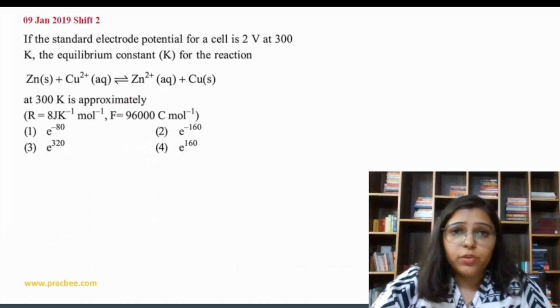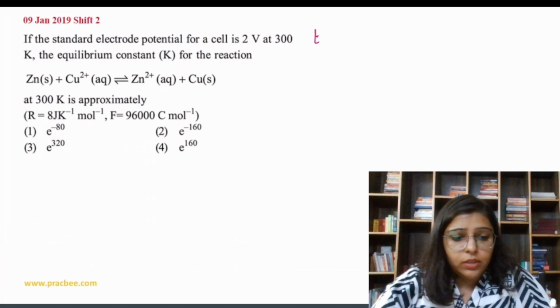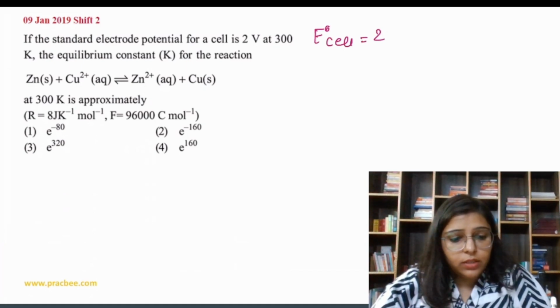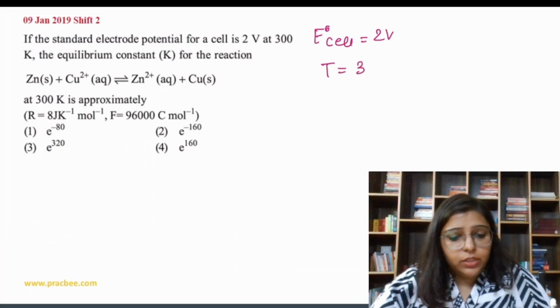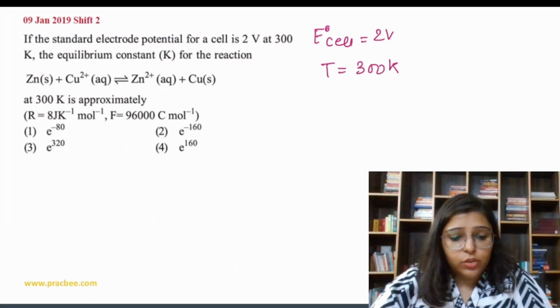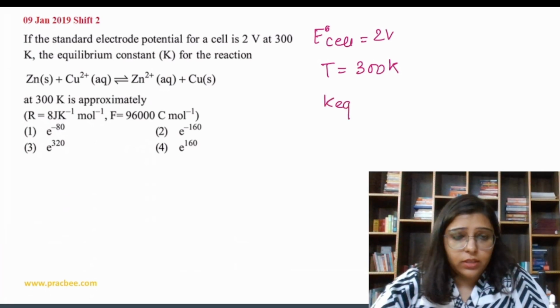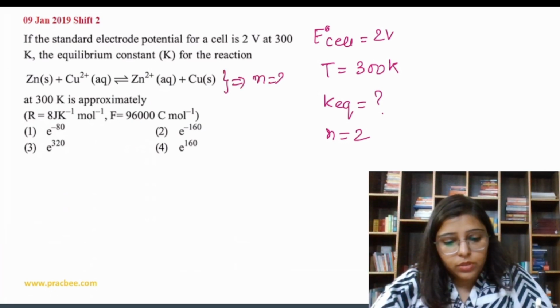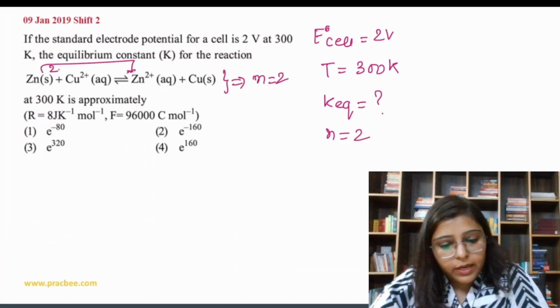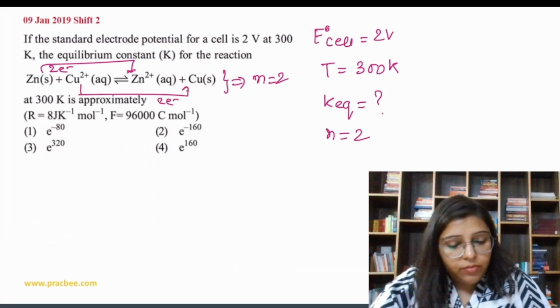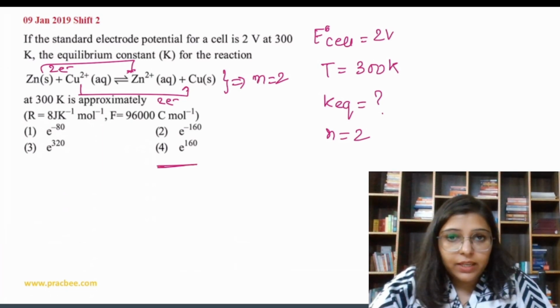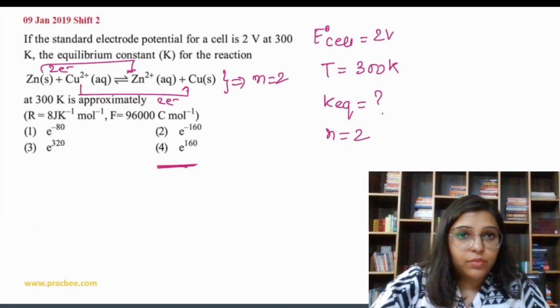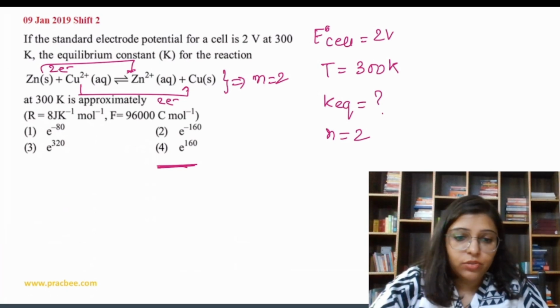If the standard electrode potential for a cell, E naught cell, is 2 volt at temperature 300 Kelvin, we have to find out the equilibrium constant. The n value is 2. Just see the reaction: Zn gives Zn2 plus 2 electron change, and Cu2 plus takes 2 electron change. But we have the answer in terms of e to the power, it means we have to take natural log, right?